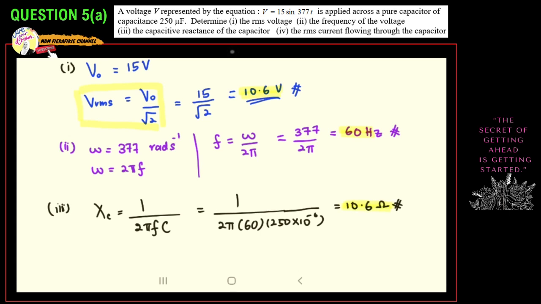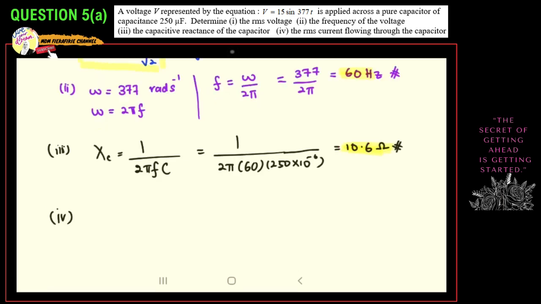Okay. 10.6 ohm. Okay. Last one. Calculate the RMS current flowing through the capacitor. Jadi untuk nombor 4 ni, soalan ni pun kita dah tahu this is pure capacitor. Okay, so like this one. So kita ada C. Alright, so we want to calculate IRMS.